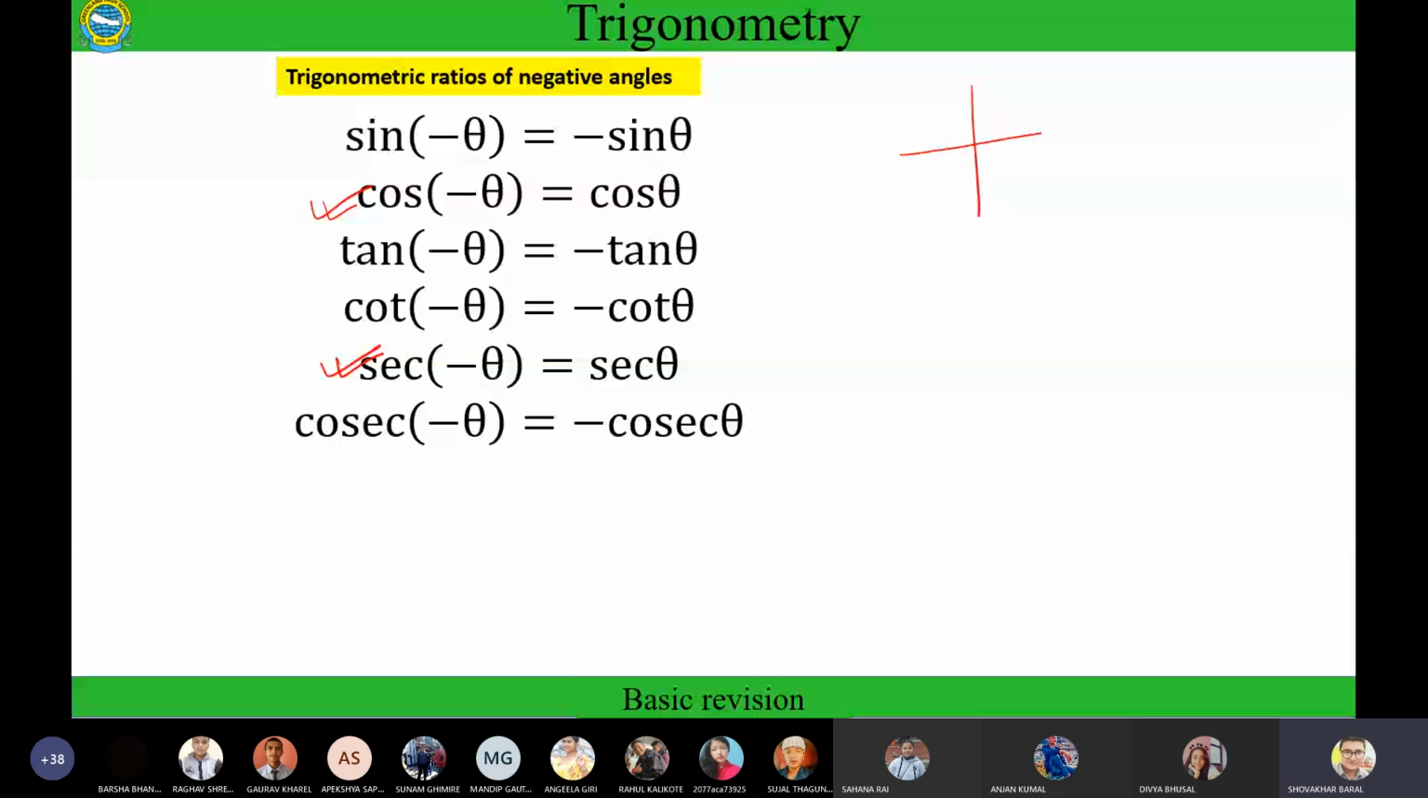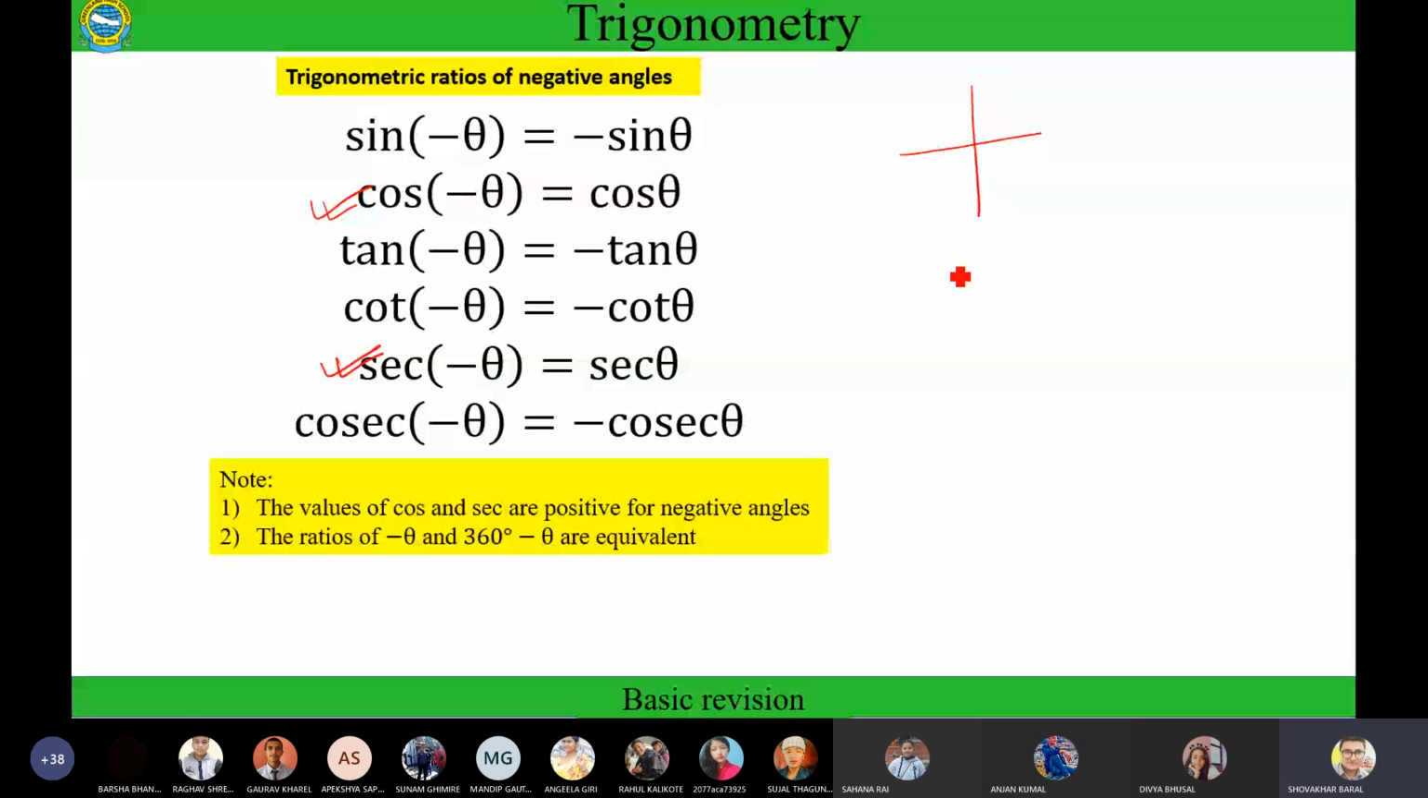यो 360 minus theta भन्नु र minus theta भन्नु चाहिँ they are equivalent. Okay, the values of cos and sec are positive for negative angles. The ratios of minus theta and 360 degree minus theta are equivalent. Let me explain it further, अलिकति भनिदिन्छु यसलाई. यो माथि थीटा छ हेर त, यो एंगल यसरी माथि बनाउँदै गयो, लाइनले सपोज थीटा यता बन्यो, this is plus theta एन्टी क्लकवाइज डाइरेक्सनमा.